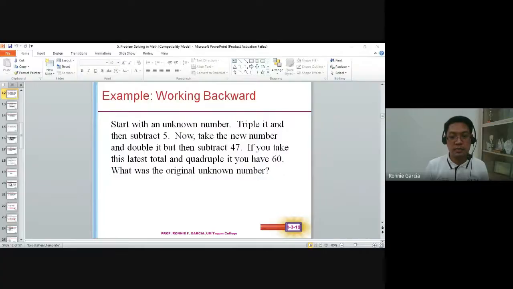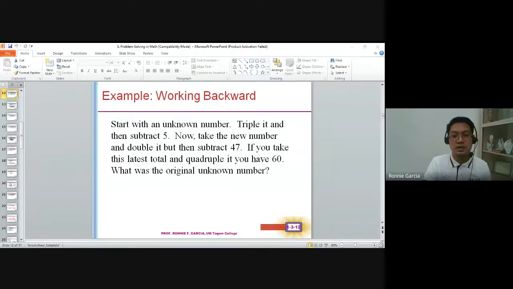And who can still remember how we solved yesterday, in working backwards? What did we do? Anyone? When we say working backwards, what will we do? Go back. You start from the last.